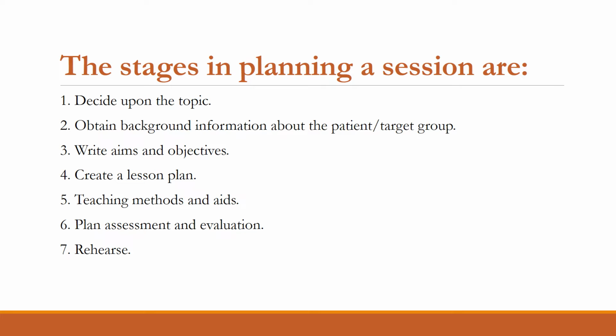The stages in planning sessions are: decide upon the topic, first thing. Then obtain background information about the patient or the target group. If you are going for a community talk, you should know who your target is and what their level of understanding is, their level of knowledge about what you are going to speak. These are things you have to assess at least prior to your talk. Write your aims and objectives. Create a lesson plan, teaching method and aids, plan assessment and evaluation, and rehearse. Always try to rehearse.